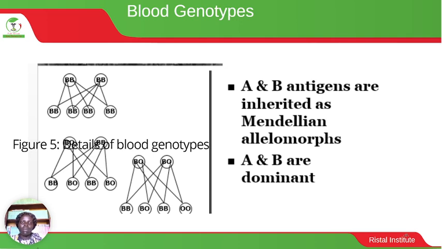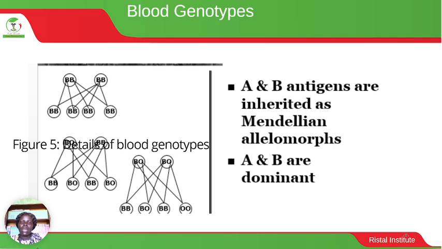So let us look at the blood genotypes. Right there in that pictorial, you can see that we have BB and BB. These will give offspring that have BB throughout. Then we have BO and BB. Here we shall have BB, BO, BB, and BO. And on this side we have BO, BO. This will give us BB, BO, BO, and OO.